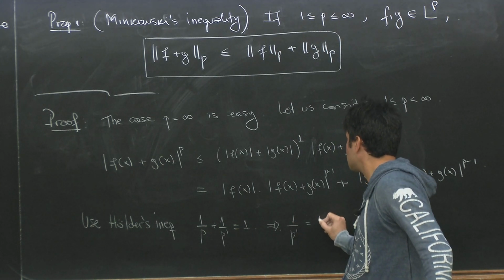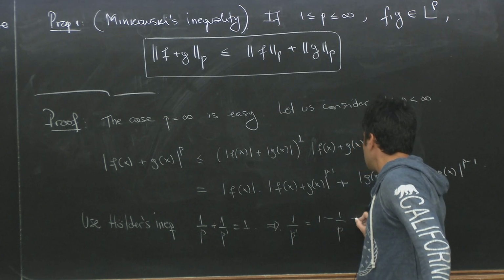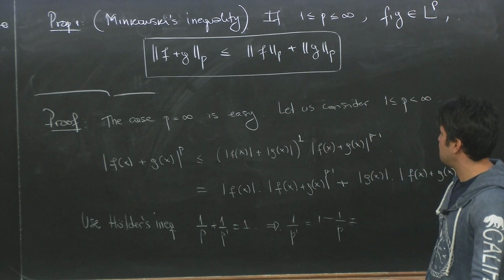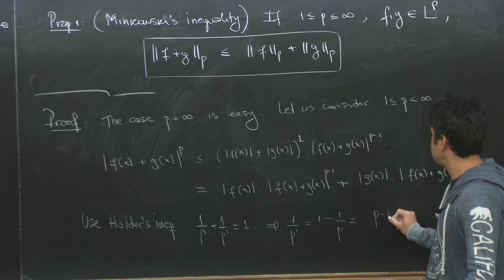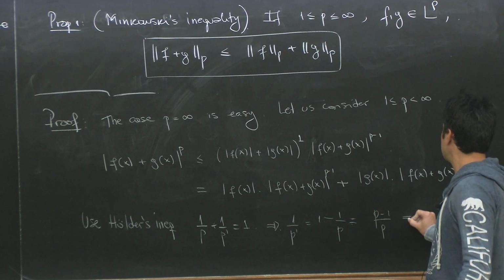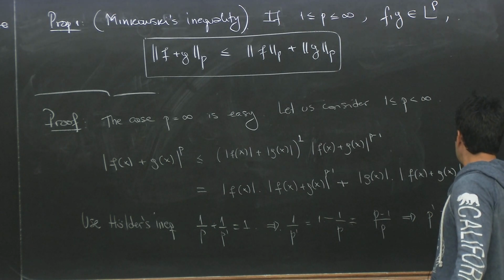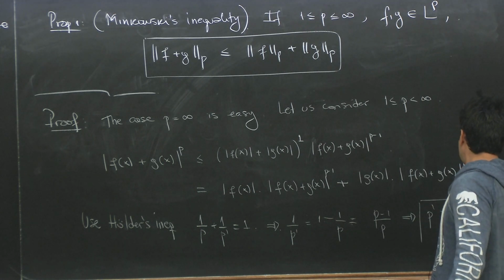So 1 over p prime is 1 minus 1 over p. We can solve this. We get (p minus 1) over p. So this means that my p prime is p over p minus 1. So this is my exponent.